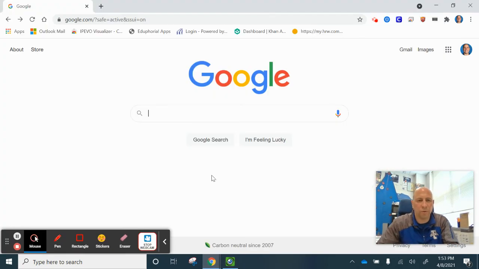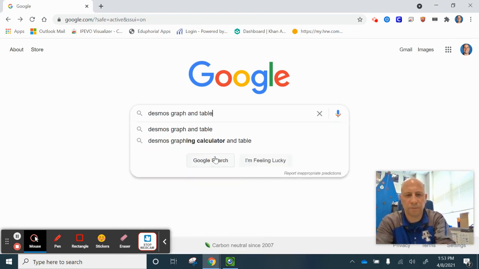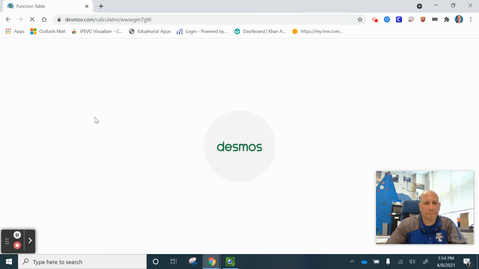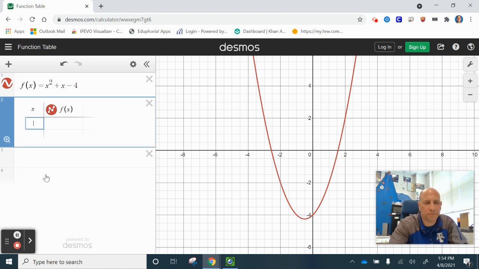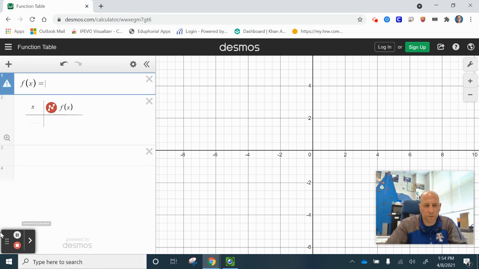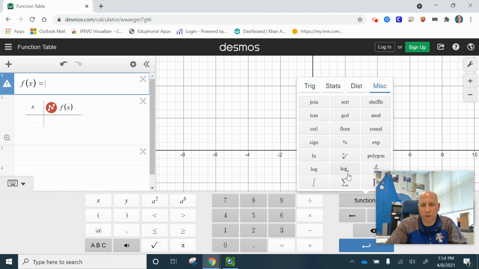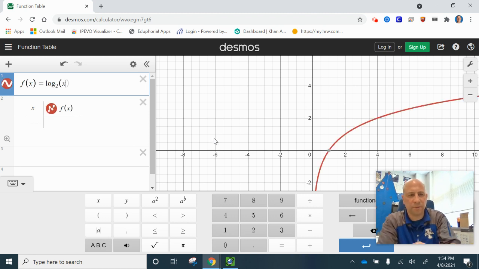Okay, so what we're going to do is go to Google. We're going to type in Desmos graph and table. All right, click here. And we need to delete these values and this equation. Let's get that out of the way. We're going to go to function, miscellaneous, and then we want log. Make sure you pick the one that has the base at a. So now that's log base 2 of x.